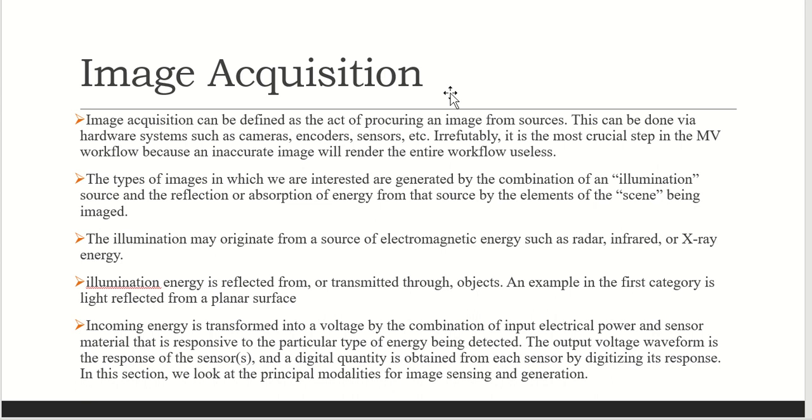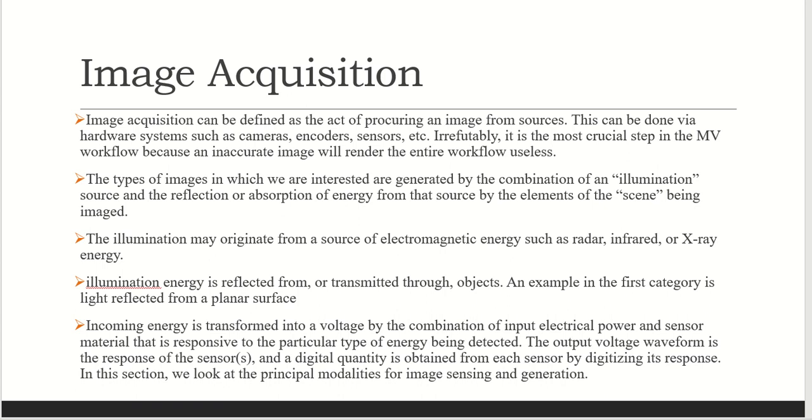useless. The types of images in which we are interested are generated by the combination of an illumination source and the reflection or absorption of energy from that source by elements of the scene being imaged. The illumination may originate from a source of electromagnetic energy such as radar, infrared, or X-ray energy. Illumination energy is reflected from or transmitted through objects. An image in the first category is light reflected from a planar surface.